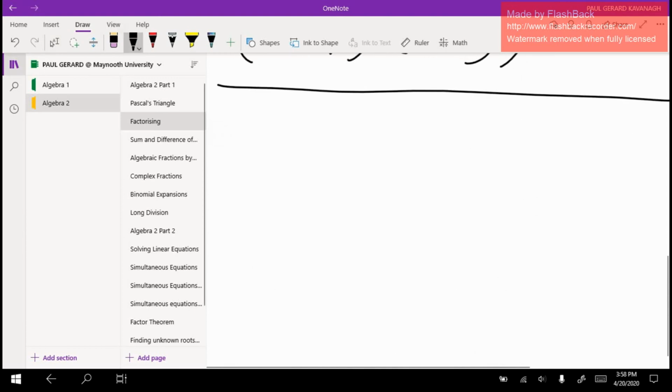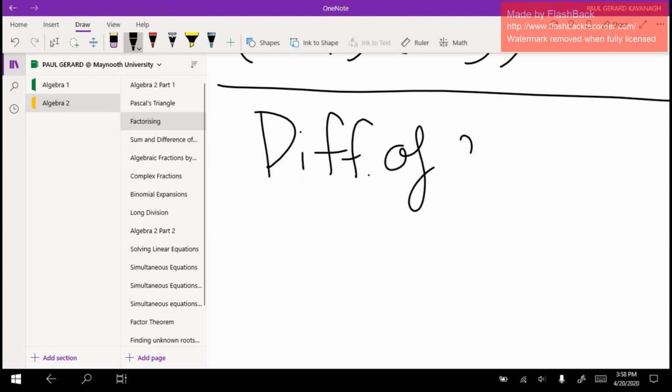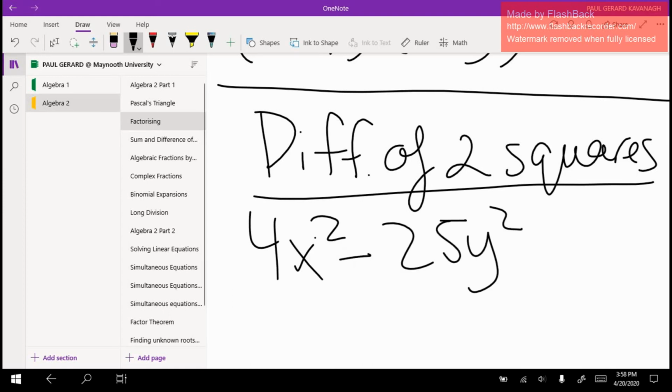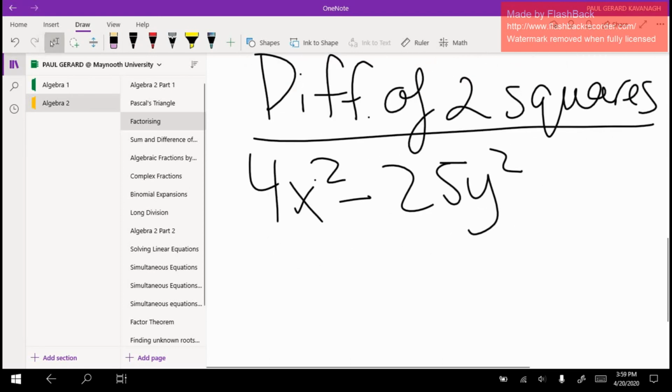This one is going to be the difference of 2 squares. So I'm going to write diff of 2 squares. What you do in this case is you have an expression with 2 variables. The variables will be to the power of 2. So x squared minus 5 squared. These are 2 separate terms in an expression. So we would look at this: for a difference of 2 squares to work, the coefficients must be square numbers. I'm going to show you why.